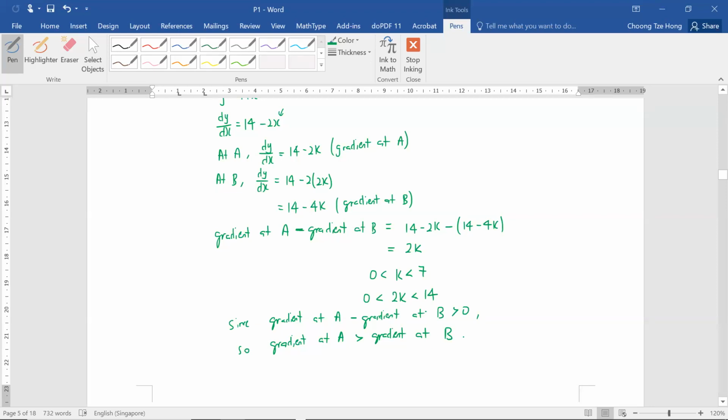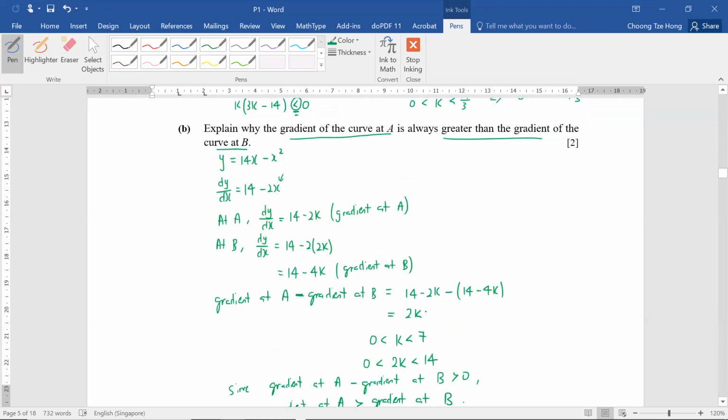It's not so direct, but the difficulty about this question is to think about how to present your working clearly. But with practice and as you try more of such questions, you will be able to do it in the actual O-level.